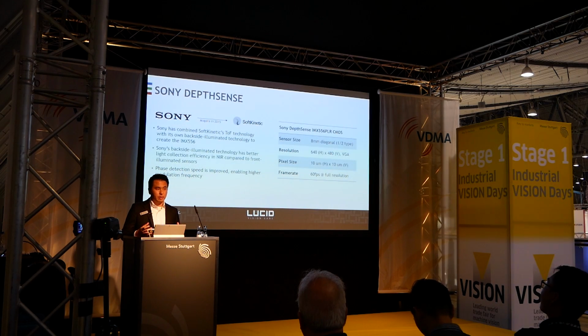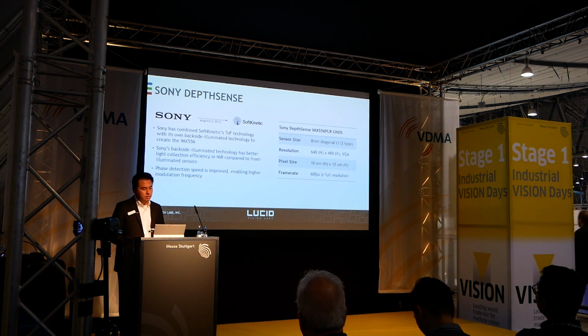What this means is that they can make the pixel smaller without sacrificing performance. As a result, the sensor can become smaller and they offer higher resolution. The sensor that we're using is called IMX556. It's a half-inch sensor offering VGA resolution and 60 frames per second.